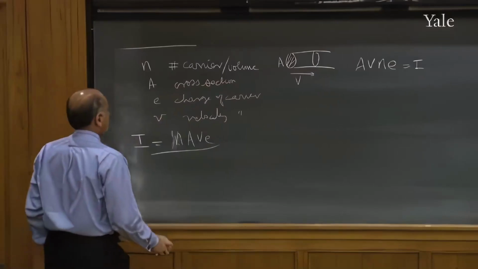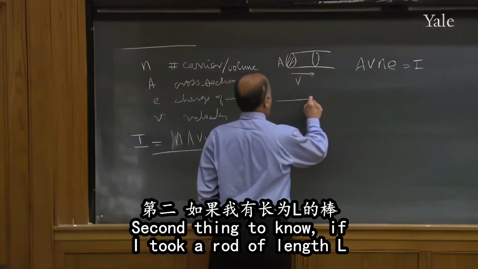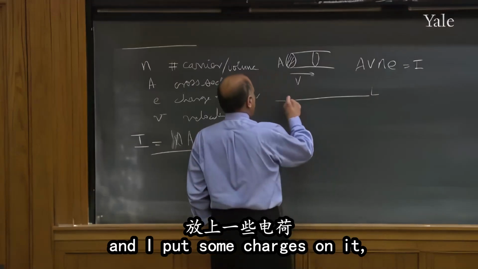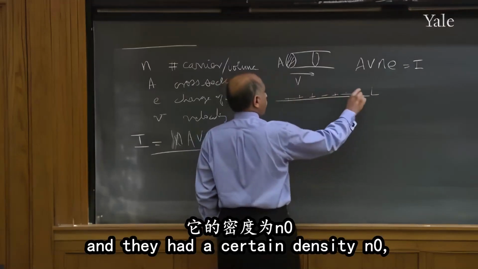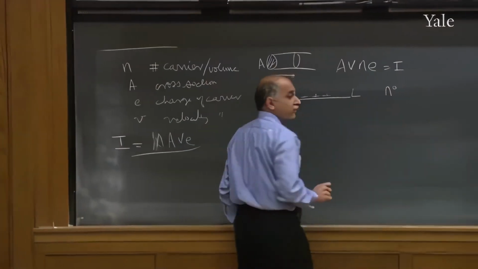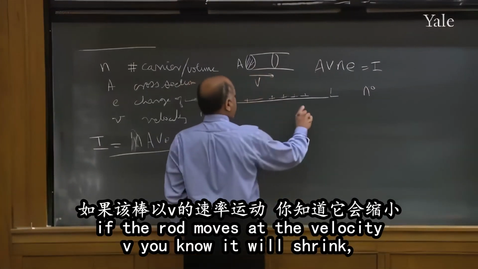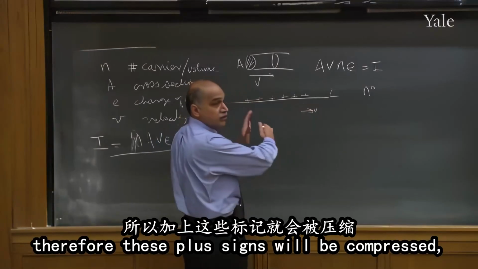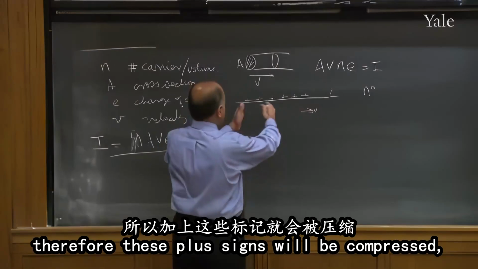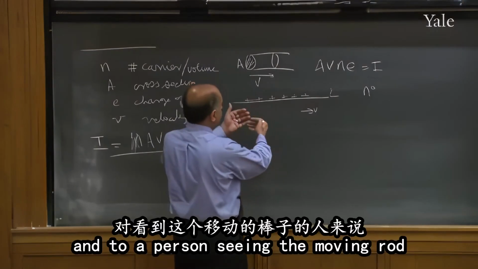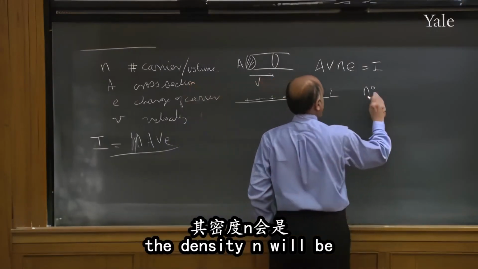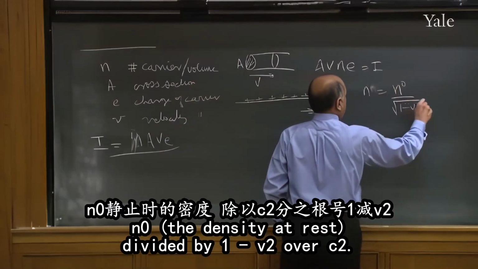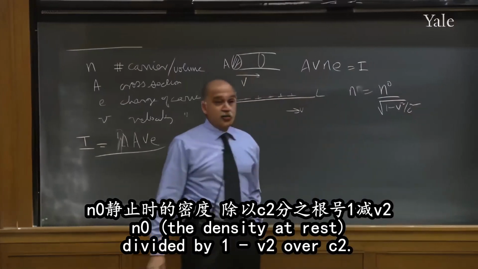That's the first thing to know. The second thing to know: if I took a rod of length L and I put some charges on it, and they had a certain density n0, if the rod moves at the velocity v, you know it will shrink. Therefore, these plus signs will be compressed. And to a person seeing the moving rod, the density n will be n0, the density at rest, divided by the square root of 1 minus v squared over c squared.